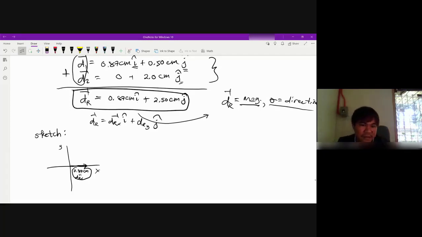We don't need a ruler or protractor. Then 2.50 cm j hat. So meaning you draw the x-axis, you treat it as a new origin. So you draw your y-axis here, and then the 2.50 j hat. J hat is the y-axis, right? So this is j hat, positive j hat there. So suppose that's your j hat. This is 2.50 cm. So your vector dr is actually this. Tail at your x component, arrowhead at your second component.